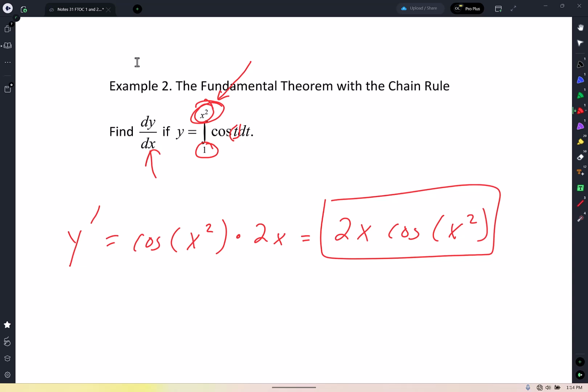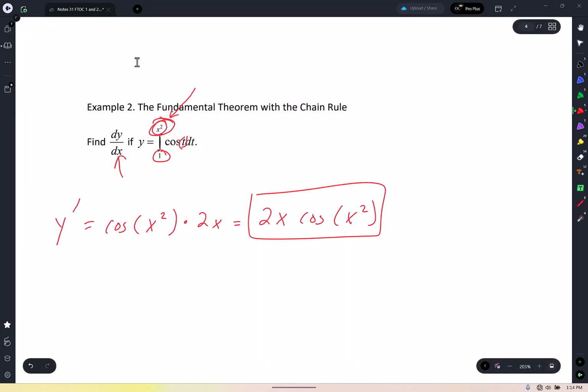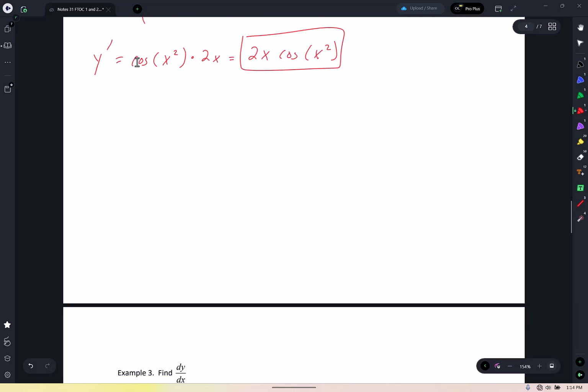How are we feeling, guys? Okay. I don't know why I put so much white space there. I'll adjust it next time.